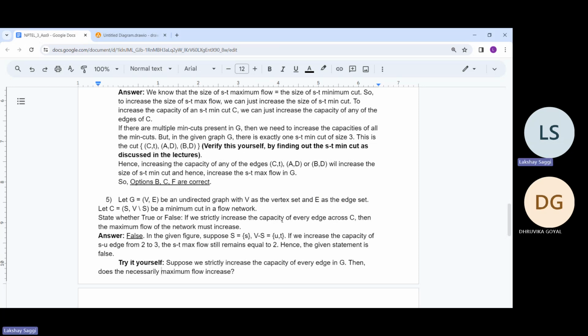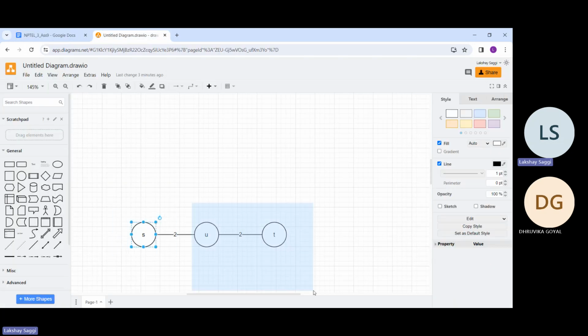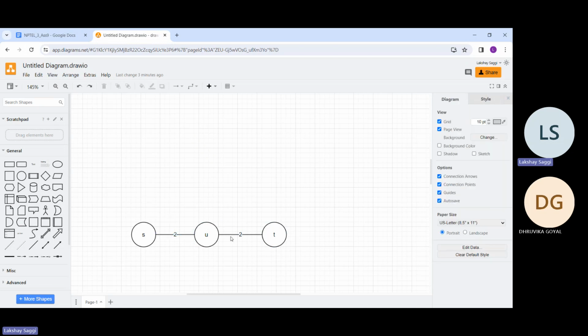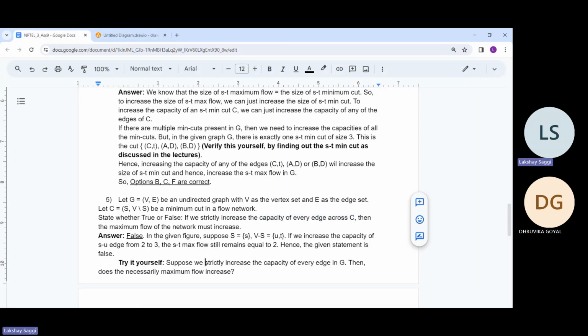So what we were earlier doing was increasing the capacity of every edge across C only, the edges which were going across this cut C. So only this edge we were increasing the capacity of. But instead, let's just increase the capacity of all the edges. Suppose we increase its capacity from 2 to 3, and its capacity from 2 to 3. So can we always say that the maximum flow will increase?